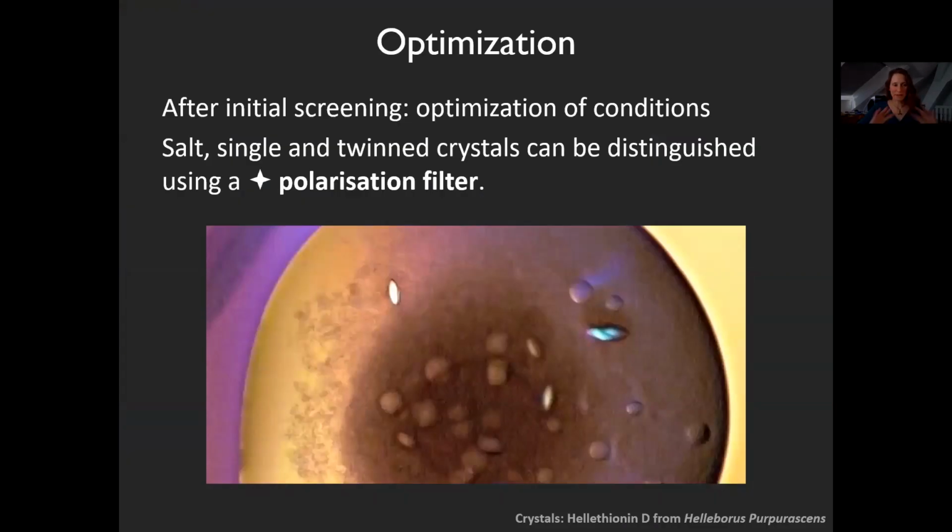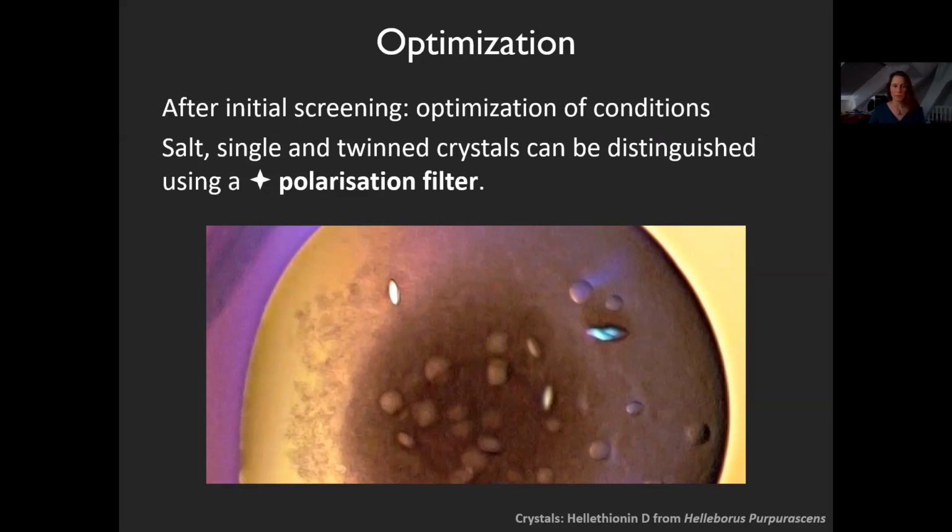Optimization. After your initial screening, you found some crystallization conditions that you like. You need to optimize around those conditions. So you will then take that condition that you have and screen a little bit more closely around it, change pH just a little bit, change precipitant concentration a little bit, possibly try a different crystallization method if you don't like the look of the crystals. Salt, single, and twin crystals can be distinguished by using a polarization filter for your microscope.